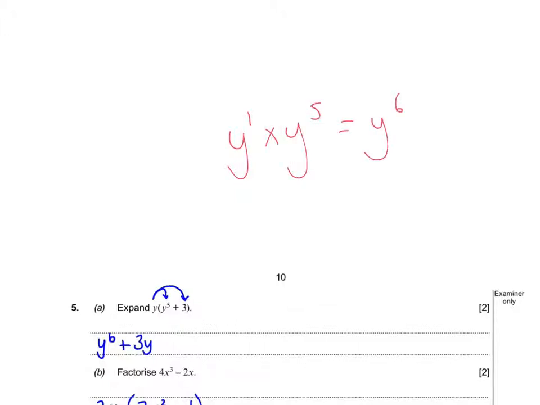Okay, so you may want to make that little note there. You don't have to, though. And then y times by 3 is 3y. And then the factorised bit.